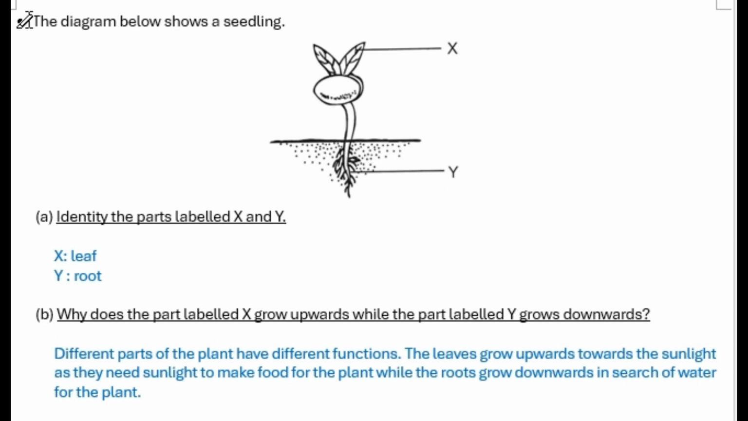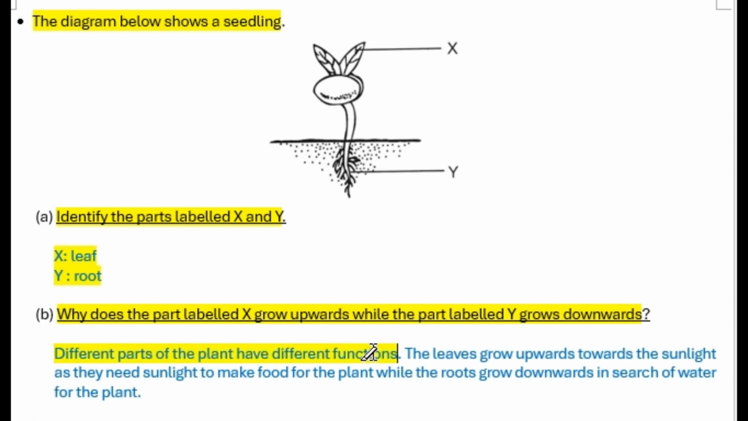The diagram below shows a seedling. Identify the parts labeled X and Y. X. Leaf. Y. Root. B. Why does the part labeled X grow upwards, while the part labeled Y grows downwards? Different parts of the plant have different functions. The leaves grow upwards towards the sunlight as they need sunlight to make food for the plant, while the roots grow downwards in search of water for the plant.